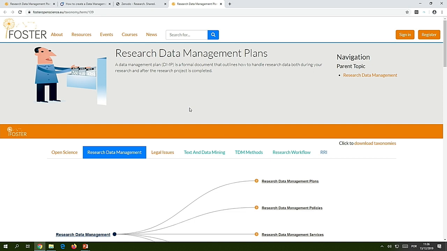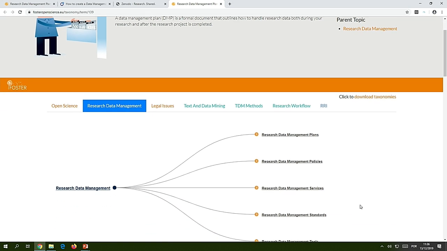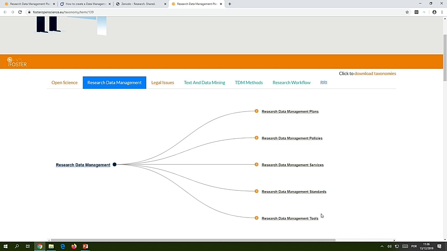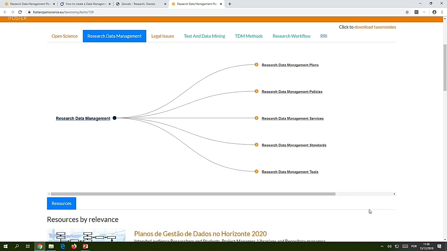Now, if I move on, there's also the FOSTER project, and here they also provide you guidance not only on the concepts and how they are related in terms of dimension, but also, from a practical perspective, what is related with research data management. You have the plans, which is the specific topic that we're talking about today. But of course, related with this, we have the research data management policies, the services, some standards, and then data management tools. The things that researchers can use on a daily basis when they have to effectively manage their data. So this is also very, very useful.